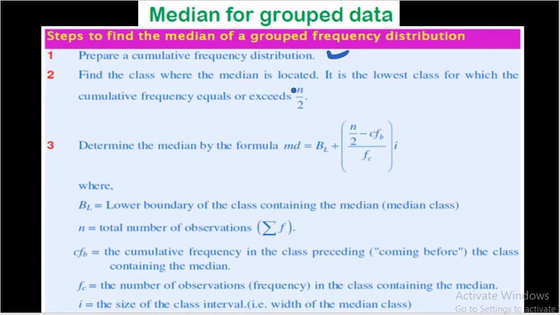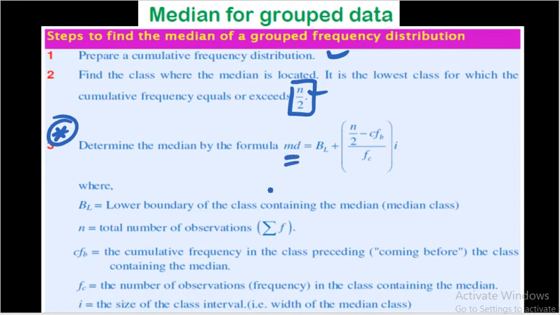For that purpose, we can use the formula n/2. Median means middle term, so the total number of data has to be divided by 2. So n is the total frequencies, divided by 2. Then you can identify in which class it's found. Therefore, the formula is here. It is the main formula.